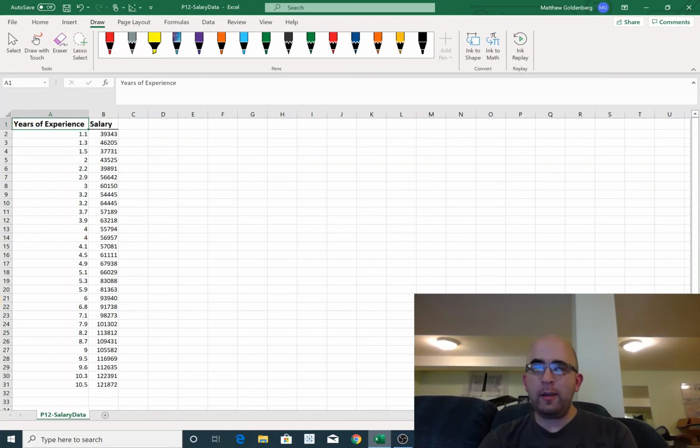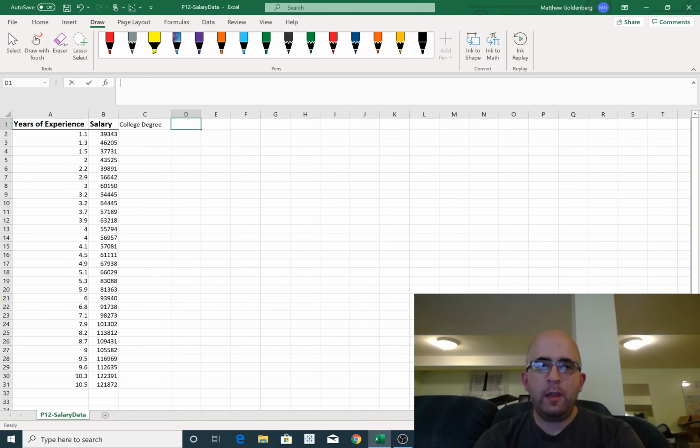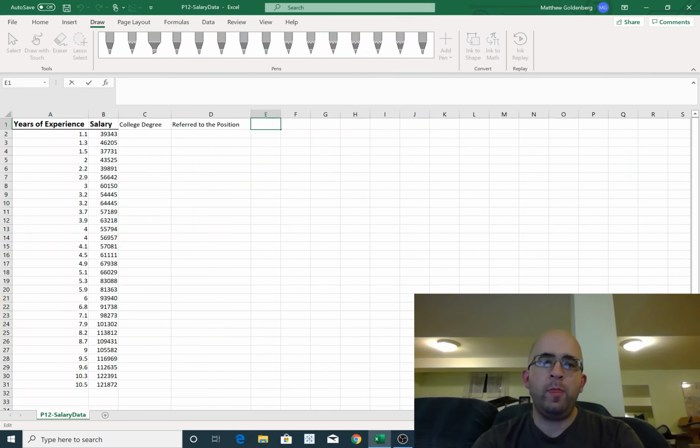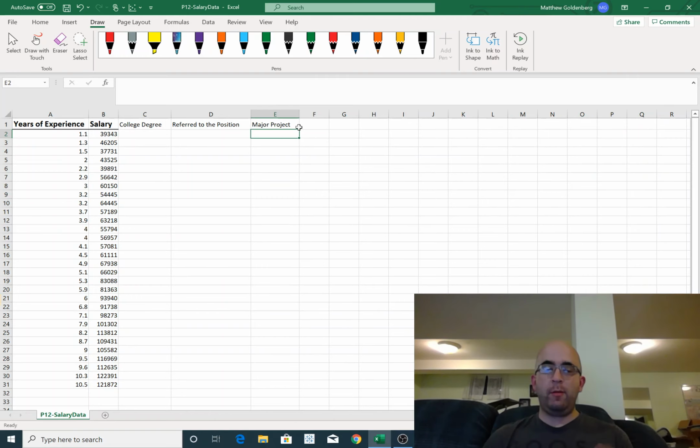So in this Excel document, I have years in experience and salary. But if we're in the professional world, we might have also material on college degree. And we might also have material on, let's just say, referred to the position. We might also have material on major projects and so forth. That gives us some element of data and relationship with data.